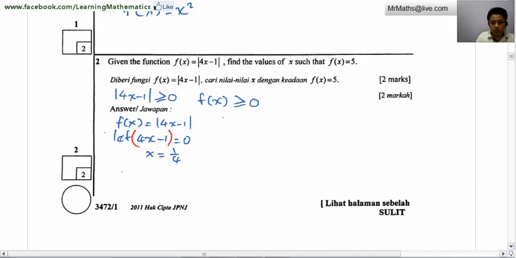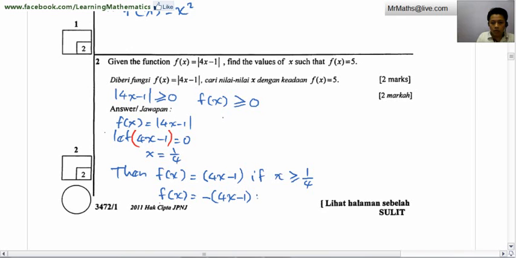Okay, I'm not having enough space here. Then f(x) is equal to 4x minus 1 if x is greater or equal than 1/4, and f(x) is equal to minus (4x minus 1) if x is any lower than 1/4. Okay, because my font is a little bit big, I need to divide this space into 2.